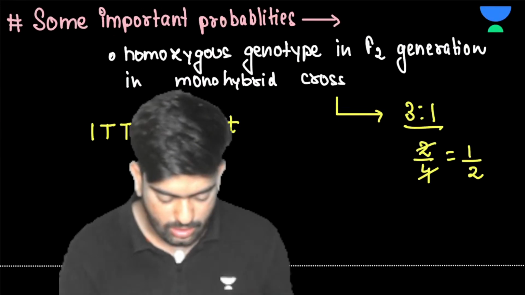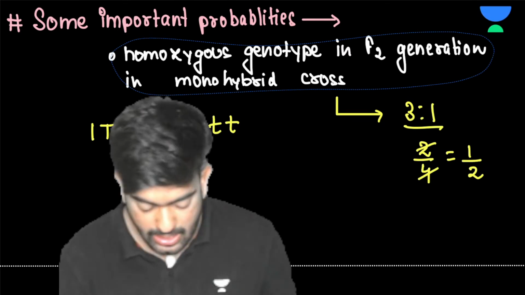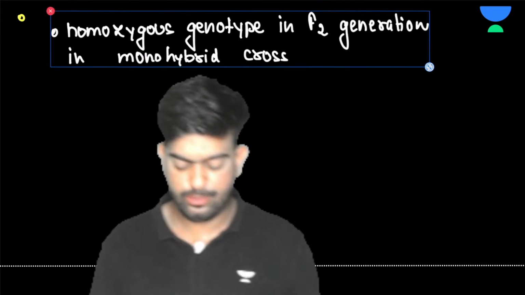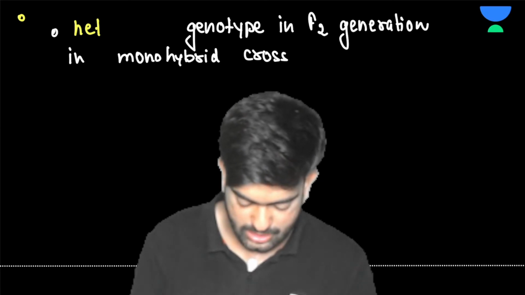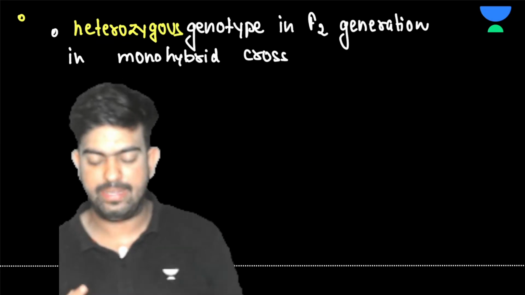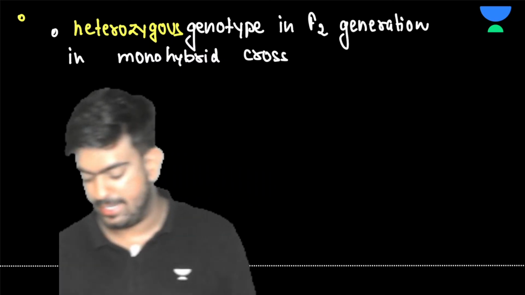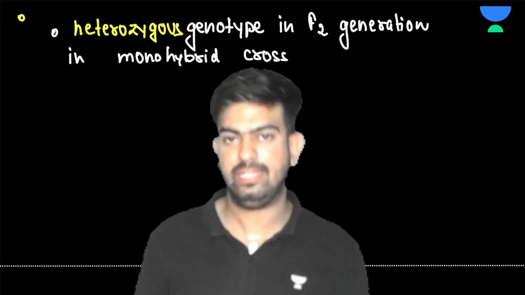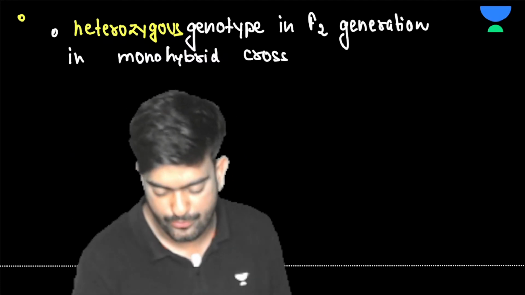Second question, I'll be asking you the probability of heterozygous genotype in F2 generation of a Mendelian monohybrid cross. Same concept. Apply it. Try to calculate it by yourself.